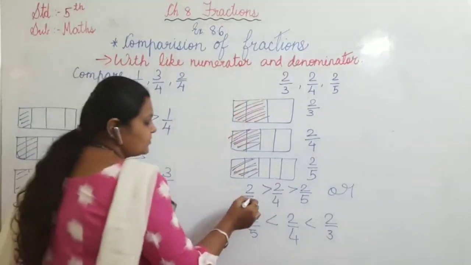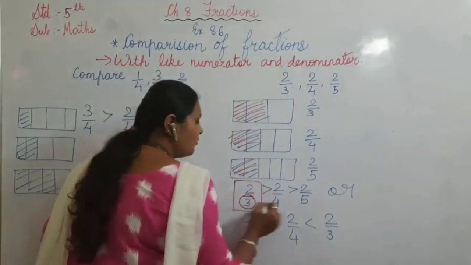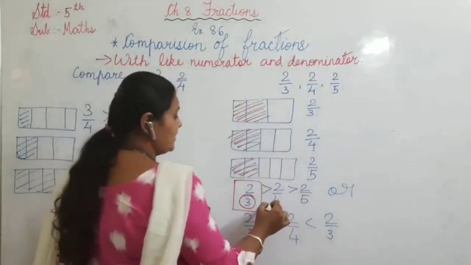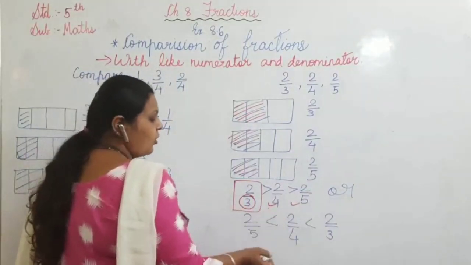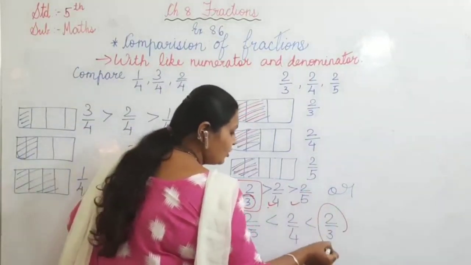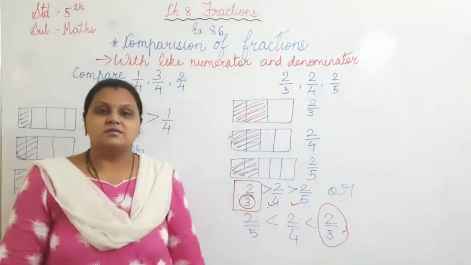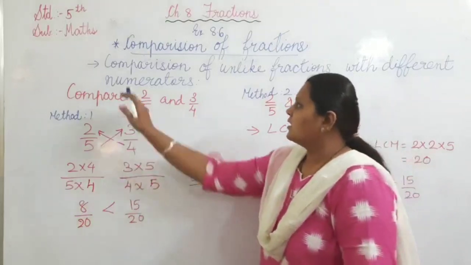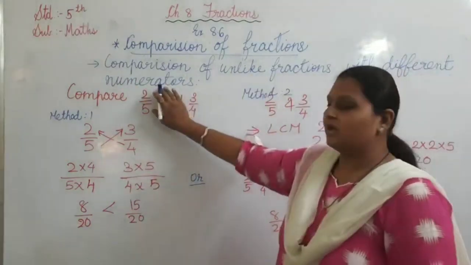Here we can observe 3 is a smaller number, but it is the greatest of all, so we can write like this. Here also we can conclude that 2 upon 3 is greater than the other fractions. Next topic is comparison of unlike fractions with different numerators.